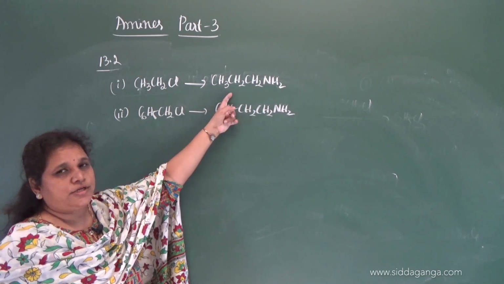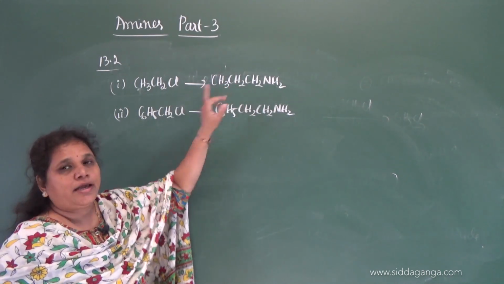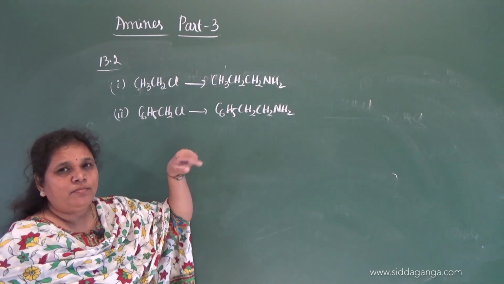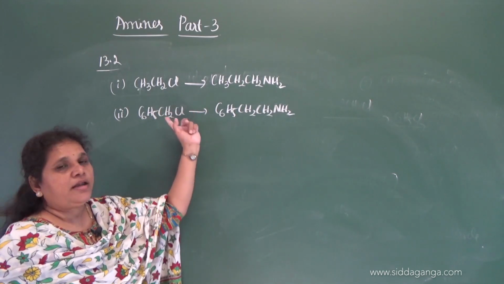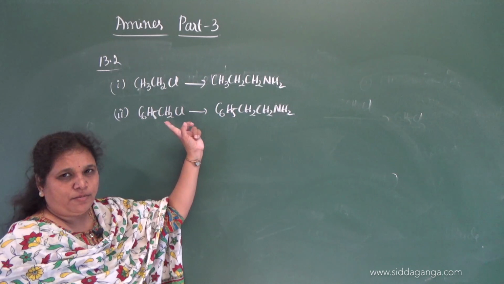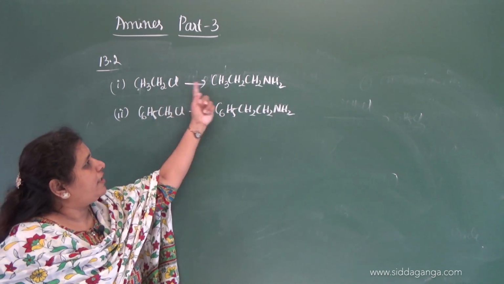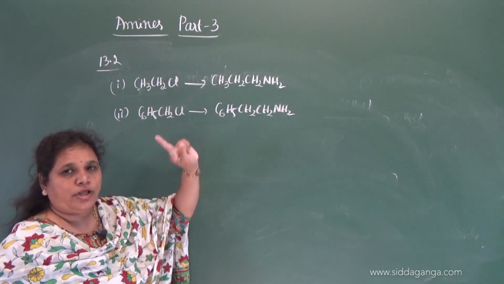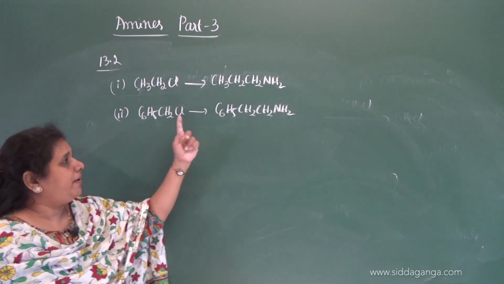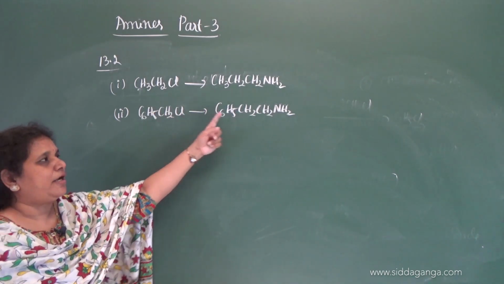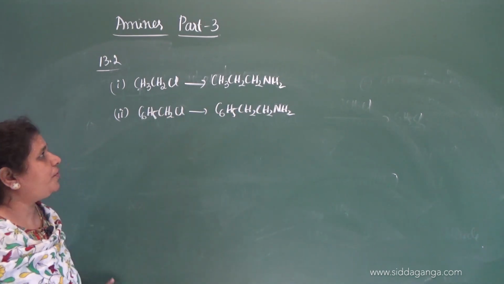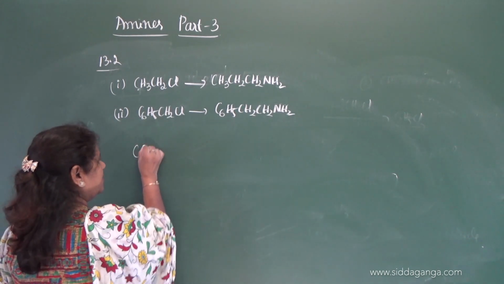In both the conversions, the product contains one carbon atom more than the parent substrate molecule. Here there is ethyl chloride, here there is propanamine, that means one carbon atom should increase. Here also one carbon atom should increase. Then how to convert? Write the equation.